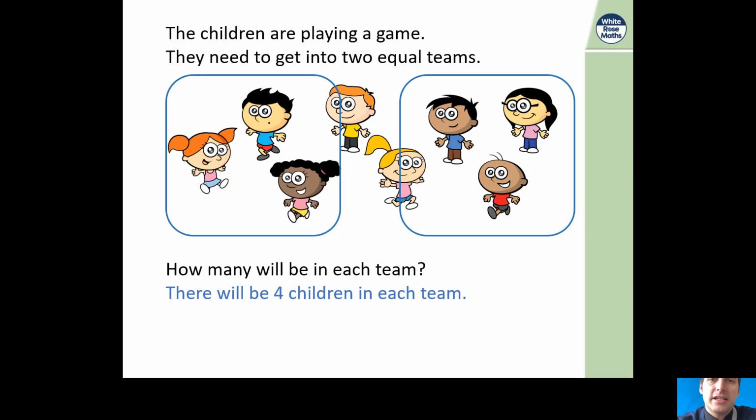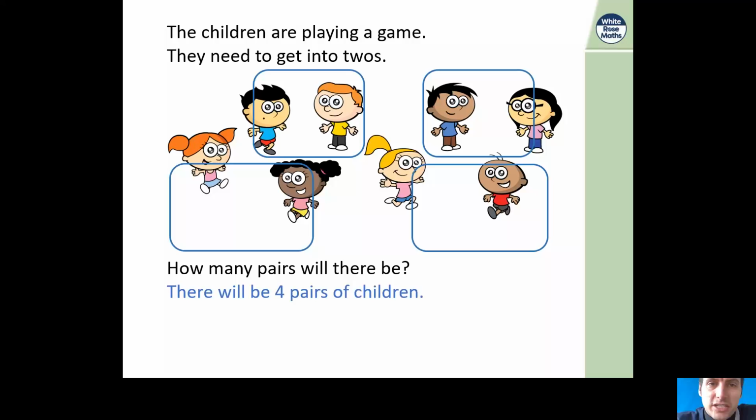Okay, so a bit of learning now. We've got some children who are playing a game. They need to get into 2 equal teams. Okay, the first thing we need to do is work out how many will be in each team. So if they have 2 equal teams, we split them into 2 groups, and each team will have 4. So we can see there's 2 equal teams, so it's nice and fair. Okay, 4 children in each team.